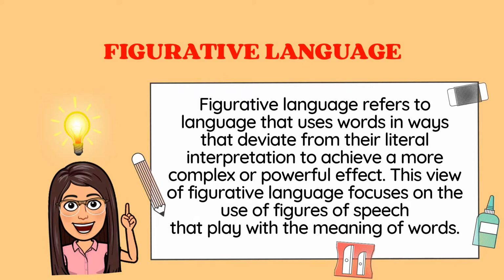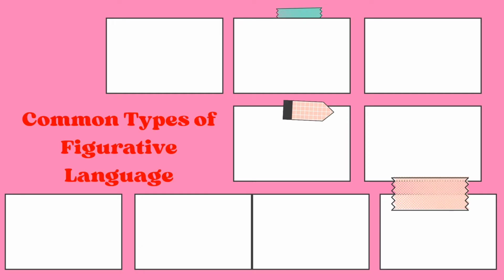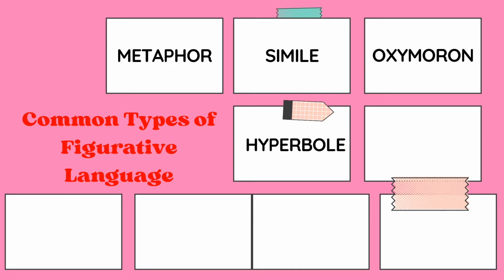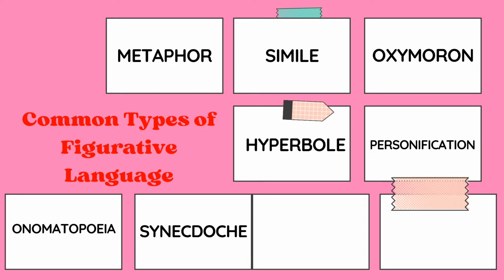It refers to language that uses words in ways that deviate from their literal interpretation to achieve a more complex or powerful effect. This view of figurative language focuses on the use of figures of speech that play with the meaning of words. We have the common types of figurative language. They are metaphor, simile, oxymoron, hyperbole, personification, onomatopoeia, synecdoche, metonymy, and alliteration. Let's discuss them one by one.